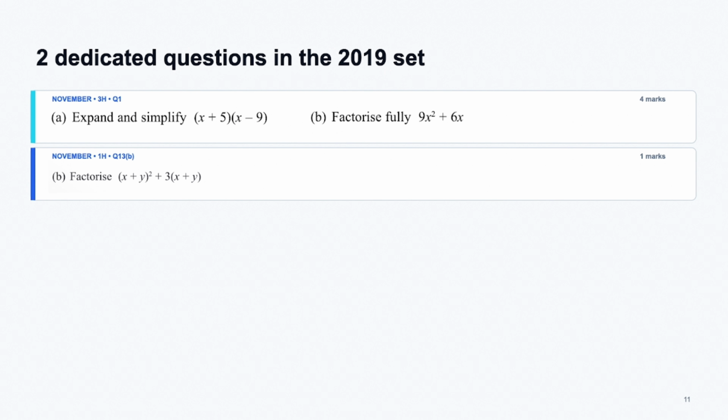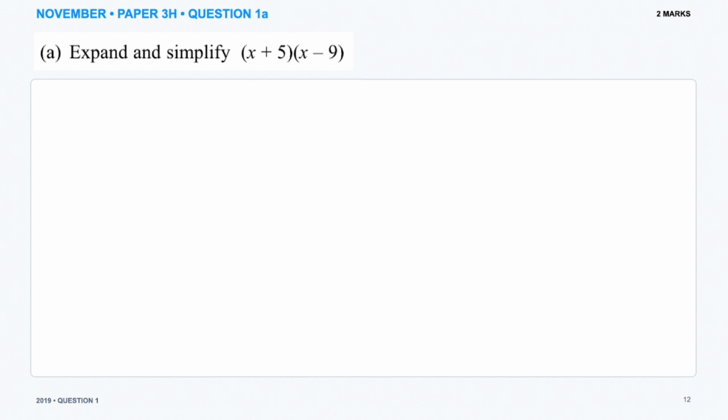For the 2019 set, there are 2 dedicated questions to expanding and factorizing. And that's question 1 in the 3rd higher paper of November and question 13b in the 1st higher paper of November. For question 1a for the 3rd higher paper, we have to expand and simplify this equation.